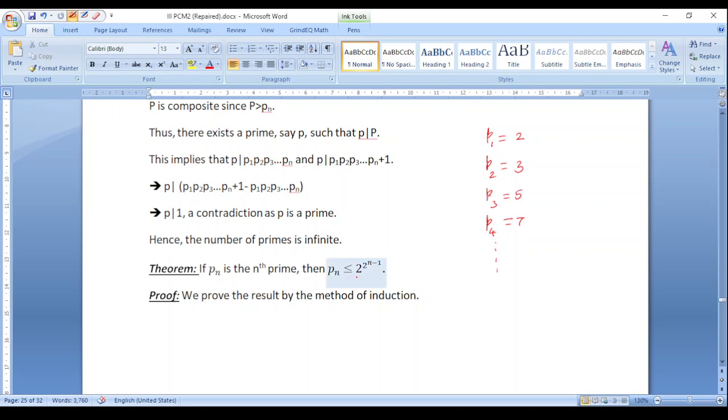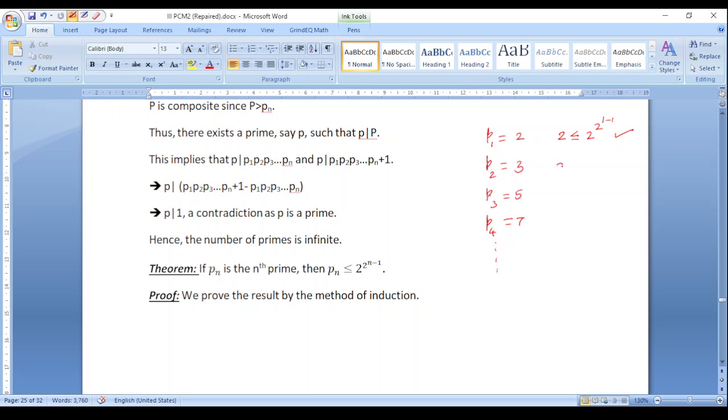Now, according to this theorem, what is going to happen? If I take P1, which is 2, it is always going to be less than or equal to 2 to the power 1 minus 1. Is that so? What is 1 minus 1? It is 0. 2 to the power 0 is 1. So 2 is less than or equal to 2. This is going to be true.